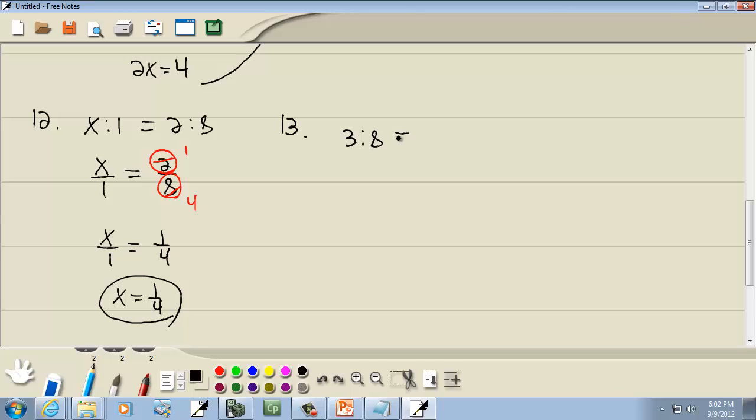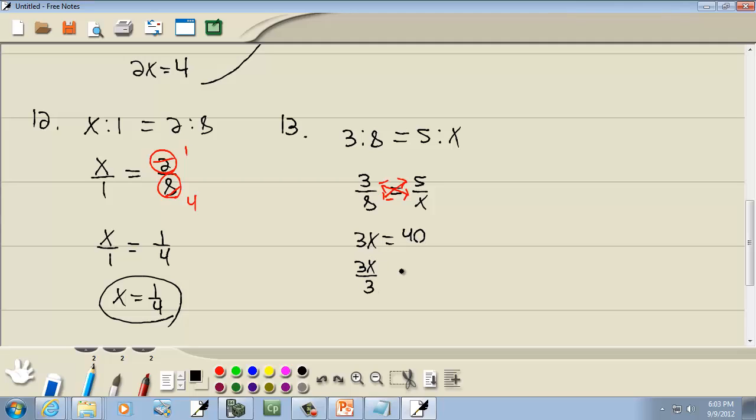We've got 3 to 8 and 5 to x. Again, I'm going to put this in fraction form. So I got 3 over 8 equals 5 over x. What comes first goes up top. What comes second goes on the bottom. Now I'm going to cross multiply, because this is a single fraction equal to a single fraction. Like that. Well, I got 3 times x, which is 3x, and I got 8 times 5, which gives us 40.